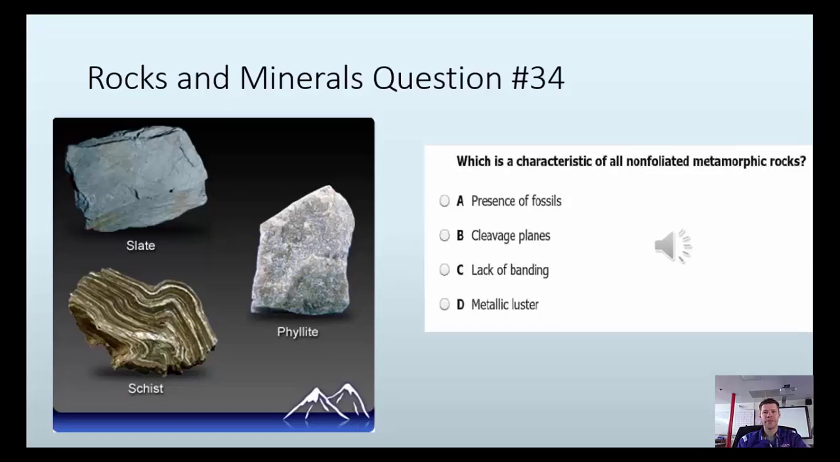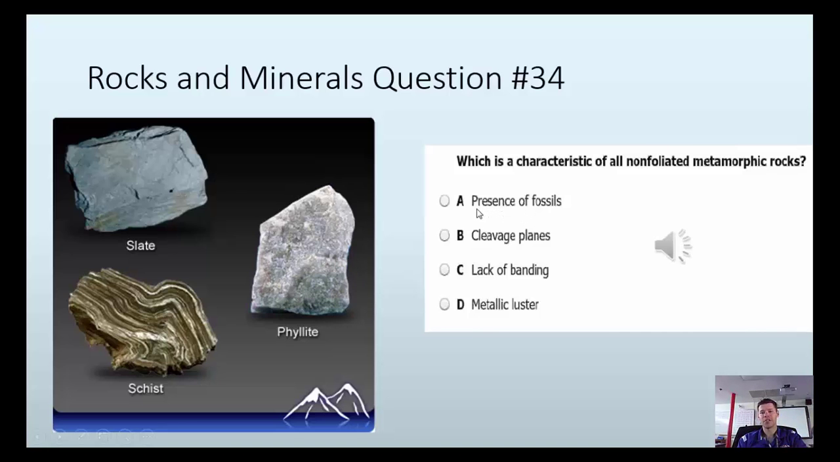Okay, which is a characteristic of all non-foliated metamorphic rocks? And our key word here is non-foliated. Remember, metamorphic rocks come in 2 major types. We've got layered rocks, like you can see the schist, see the alternating layers of dark and light bands. We've got slate, which is a very foliated rock that can be split into thin sheets and used for like roofing shingles or a pool table. And then we've got other metamorphic rocks like this one, like phyllite and marble, that have no banding. These are called non-foliated rocks because they don't have layers or banding.